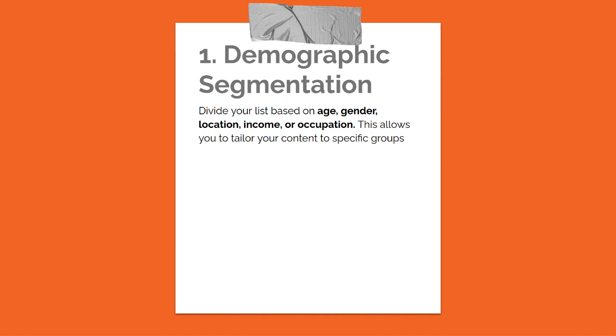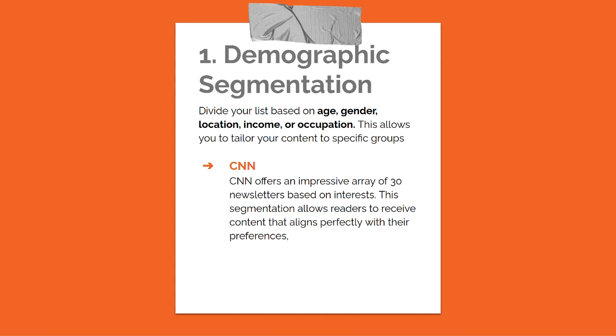So first, let's get into the demographic segmentation. This is dividing your list based on age, gender, location, income, or occupation. And this allows you to tailor your content to specific groups. One company that does a perfect example of this is CNN. CNN offers an impressive array of 30 newsletters based on interests. This segmentation allows readers to receive content that aligns perfectly with their preferences.